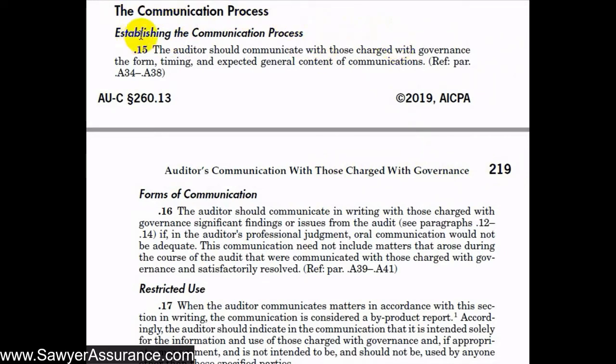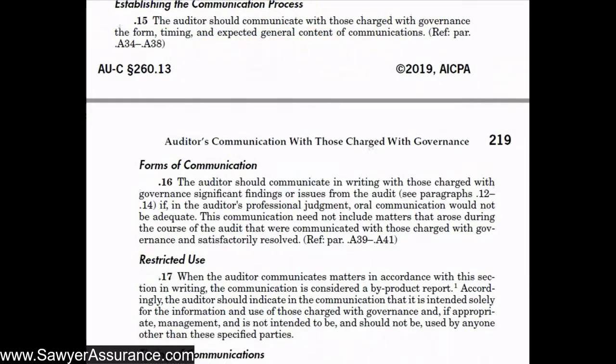So first, we need to establish the communication process, and so that means we should communicate with those charged with governance the form, timing, and expected general content of the communications. So basically, we need to tell them what, when, and how we will communicate with them.